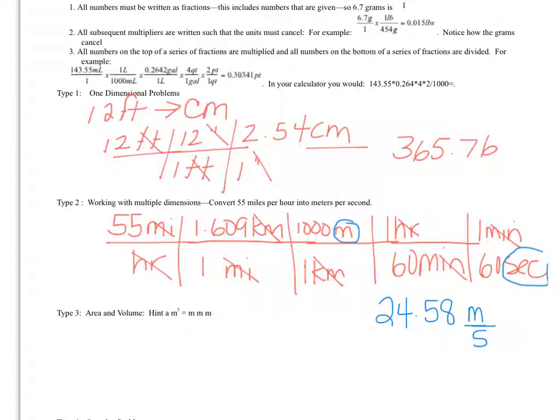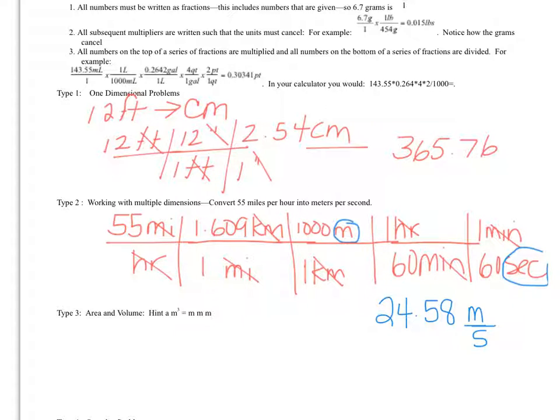That's not what I got. 24.58. Yeah, that's what I got. Oh, yep. I pushed something in. You are correct. So 24.58 meters per second, all right?